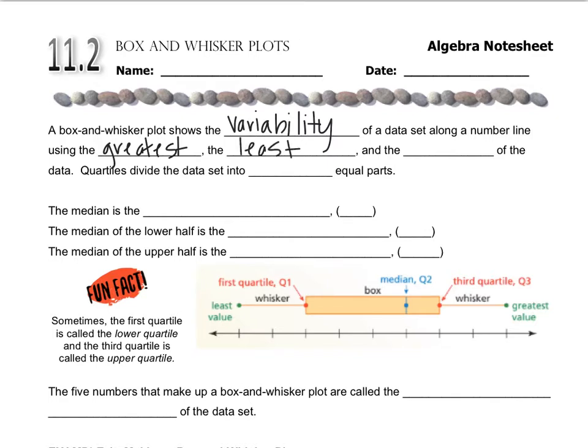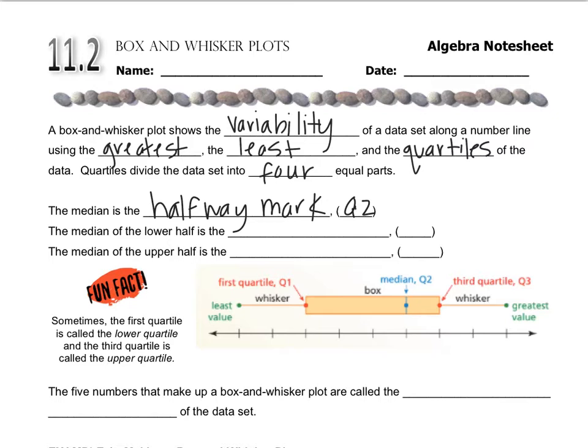And what we call quartiles. Quartiles divide the set into 4 equal parts, which would make sense if you know your roots and prefixes. Quartile has to do with quarter, which means 4. Now, the median is the halfway mark. You should already know that, right? But what we do is we call that Q2, quartile number 2. That's a Q, capital letter Q.